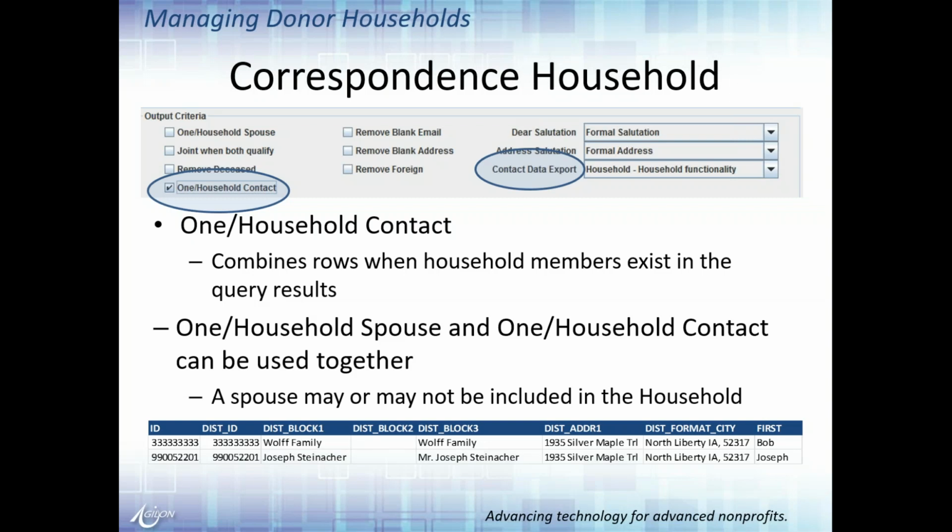So the two components of that, once you have your household relationships built, is to make sure you're using the contact data export, which tells us to go look to see whether or not somebody has a household relationship that they should be associated with. And then the second piece, which is how do I get each household combined into a single row, we use the one per household contact checkbox.